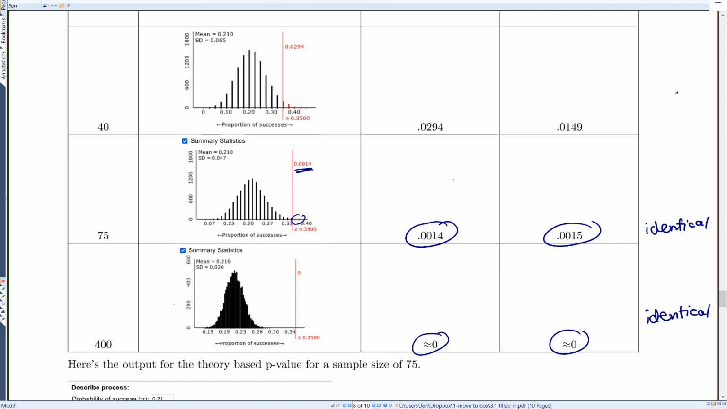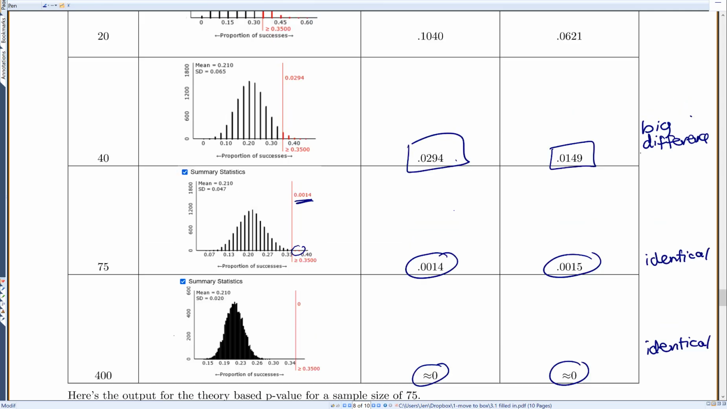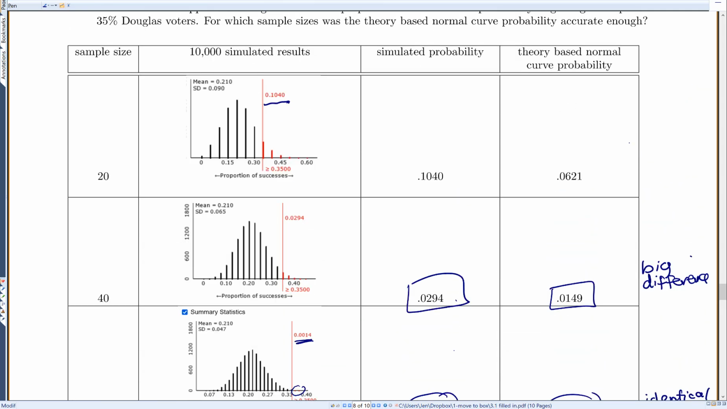But once you get up to 40, we're at 0.029 or 0.0149. This one's like twice as big as this one. That's a big difference. Or here, we're looking at a difference between like 6% or 10%. Again, that's a big difference.